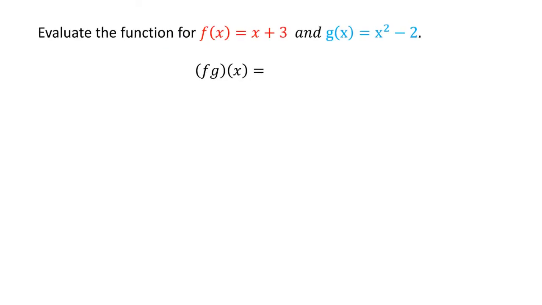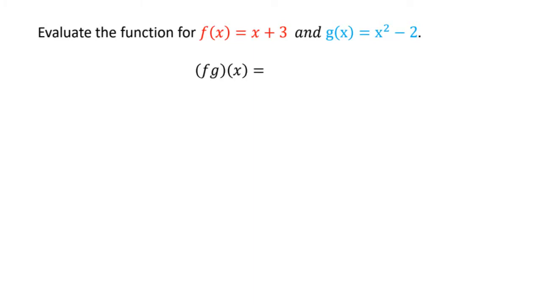All right, let's look at this example. Let's just do a multiplication. That way we can also practice our domain. So we have function f of x is equal to x plus 3. We have function g of x is equal to x squared minus 2. And what we want to do is multiply function f with function g.